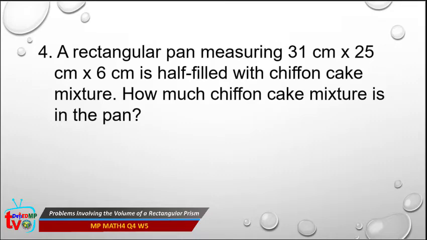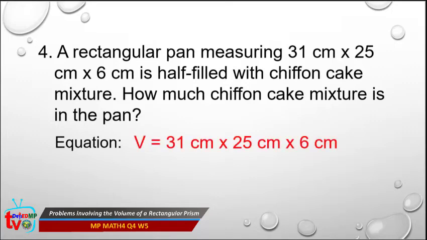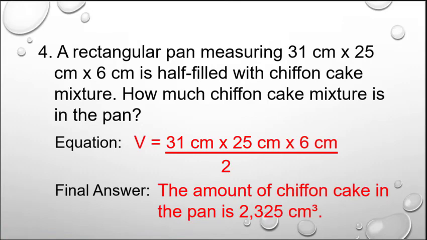For number 4, a rectangular pan measuring 31 centimeters times 25 centimeters times 6 centimeters is half filled with chiffon cake mixture. How much chiffon cake mixture is in the pan? The equation goes this way. Volume is equal to 31 centimeters times 25 centimeters times 6 centimeters divided by 2. Why? Because the pan is half filled. So the final answer is, the amount of chiffon cake in the pan is 2,325 cubic centimeters.